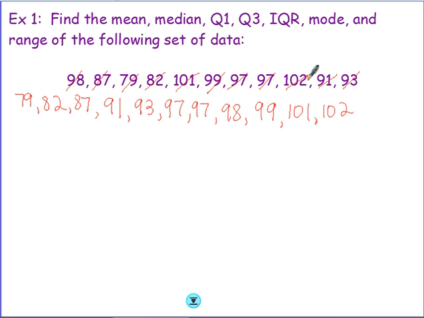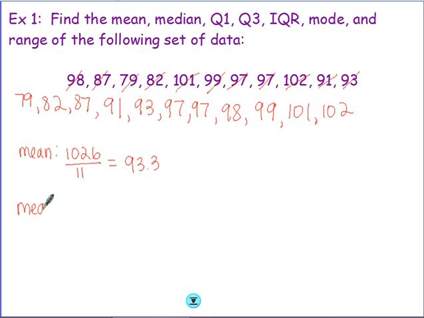So the first thing they asked for was the mean. The mean is when we add up all the numbers, so of course pick up your calculator and add them all up. When you add them up, you will get 1,026. We have to divide by however many data values there are. There are 11, so divided by 11. Yes, you may round, one decimal is fine. You should get 93.3.